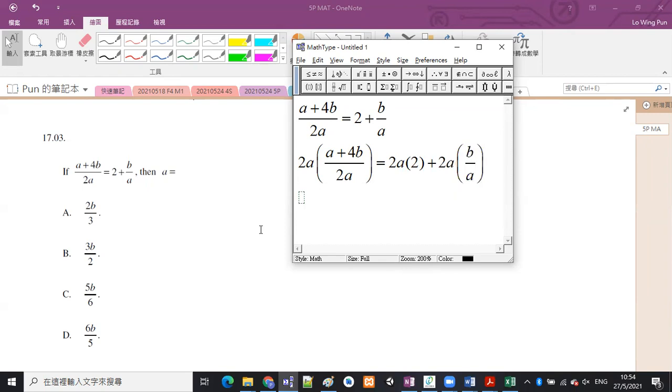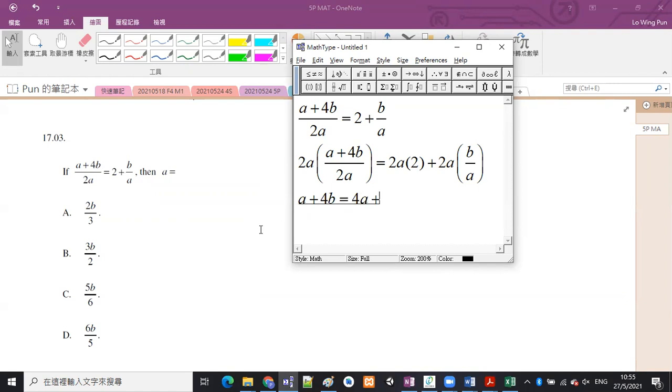Can you follow? For the first term, 2a and 2a will be cancelled by each other. So what is remaining will be a plus 4b. That is the numerator. Then for the second term on the right, we have 2a times 2. These two and these two can be calculated, so it becomes 4 times 8. Get this? So this term becomes 4a.